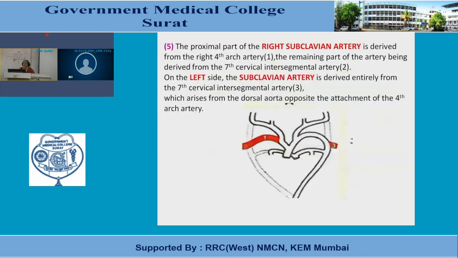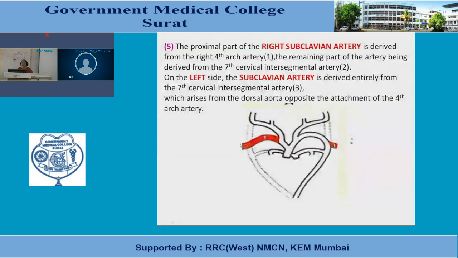Now the fifth artery, that is the right subclavian artery. This is about the subclavian artery, right side and left side. The proximal part of the right subclavian artery is derived from the third, fourth and sixth arterial arches here. So the right subclavian artery has its proximal part derived from the right fourth arch artery, number 1, and number 2, the remaining part of the artery being derived from the 7th cervical intersegmental artery.